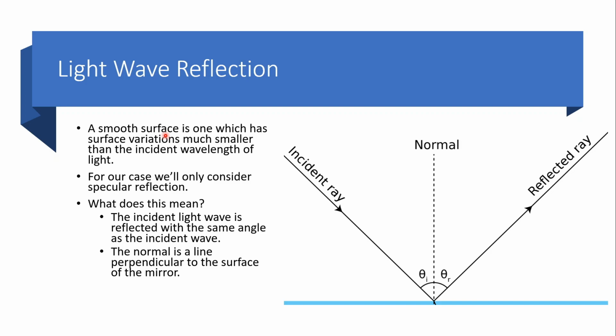Whenever that happens, the incident ray of light that comes in is going to be reflected back at a given angle, and that angle is usually the same. So your incident angle is going to be the same as the reflected angle, and the way you find it is by drawing a line that is perpendicular to the surface of the mirror, or at 90 degrees to the surface of the mirror, right?